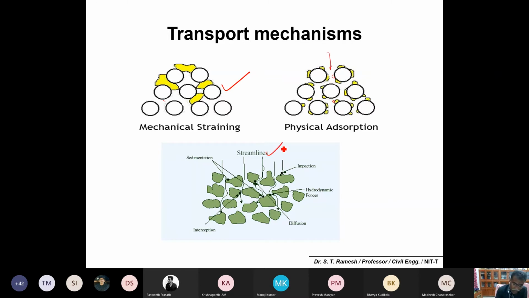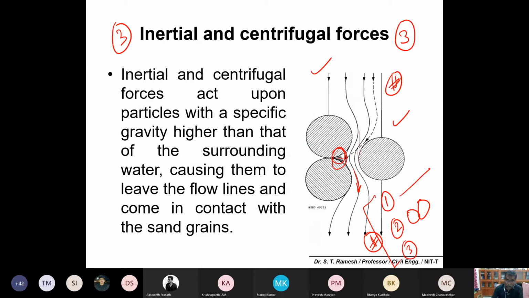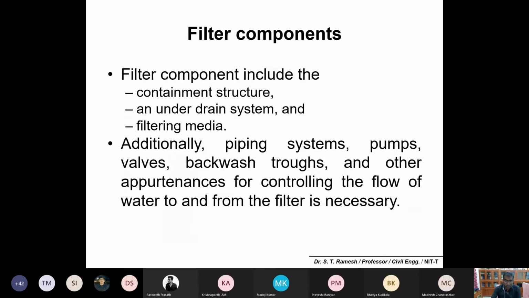And the third one, whatever you have seen, is inertial and centrifugal forces. The solids which have a specific gravity more than that of water will leave the flow line and sometimes come in contact with the sand grains. Thereby, the water is free from solids. Is it okay? Yes, sir.